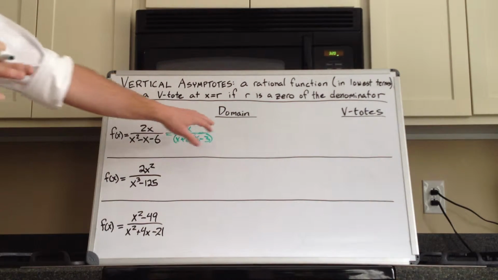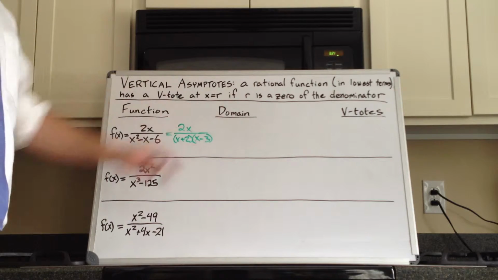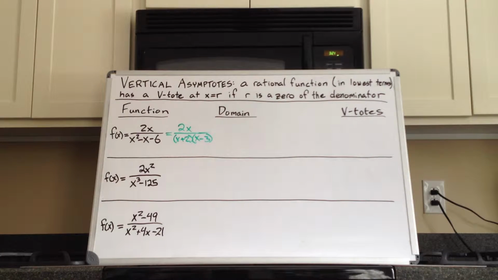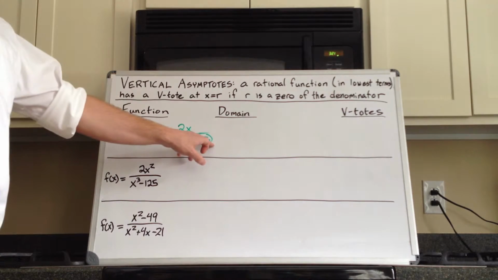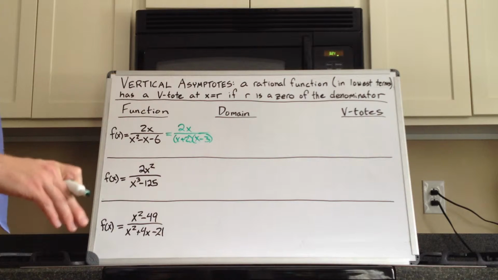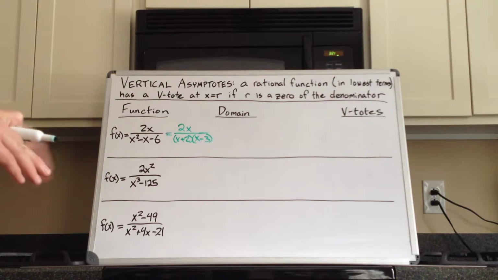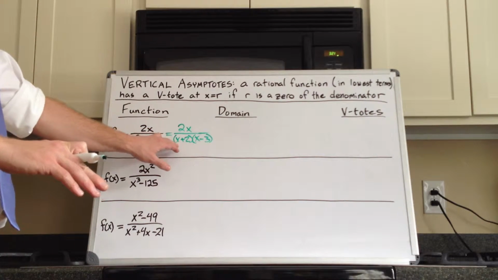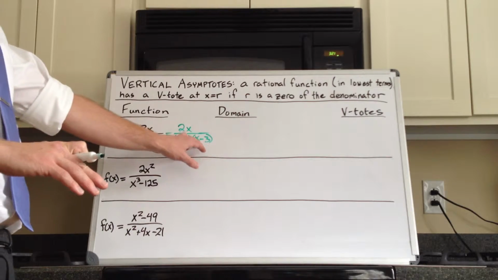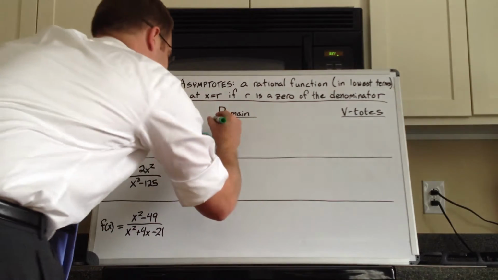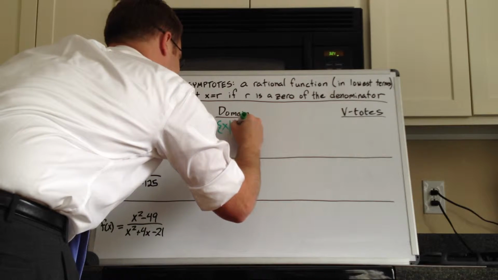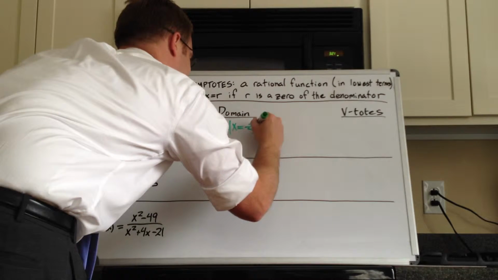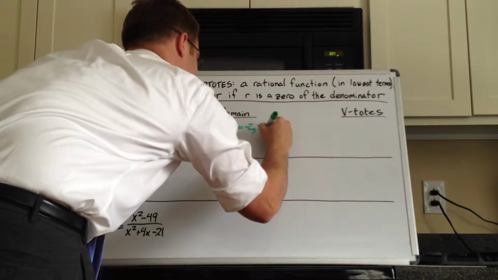Alright, first thing we have to find is the domain here. The domain of a rational function is all real numbers with the exception of any x values that would make the bottom of the fraction 0. So this fraction here would be 0 if x were equal to negative 2 or if x were equal to positive 3. So our domain is going to be the set of all x such that x is not equal to negative 2 and x is not equal to 3.